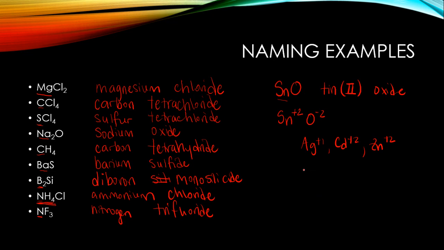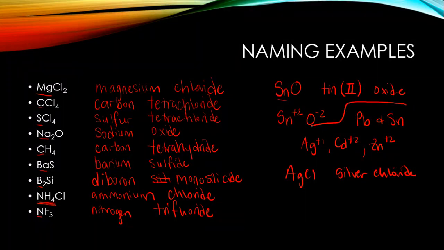So if you are given one of those, like if you're given AgCl, you would simply name that silver chloride. You would not give a Roman numeral because it is something that you had to memorize. So don't forget about those exceptions. You had tin and lead that need a Roman numeral, and you had silver, cadmium, and zinc, which did not.